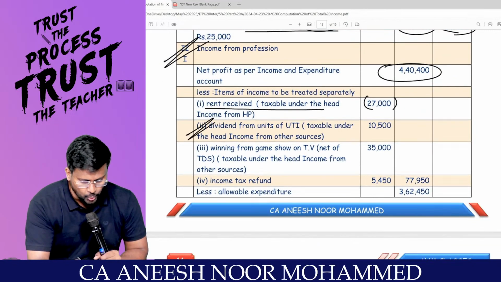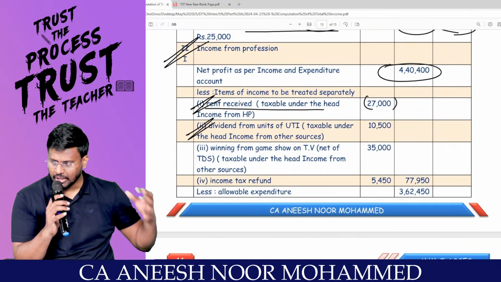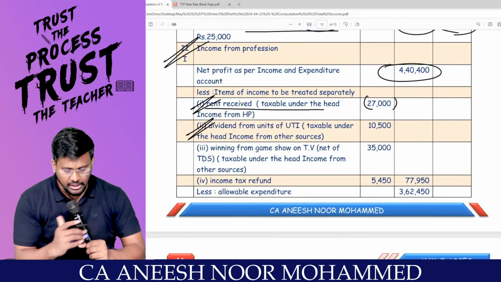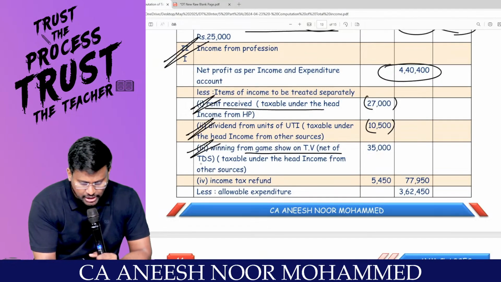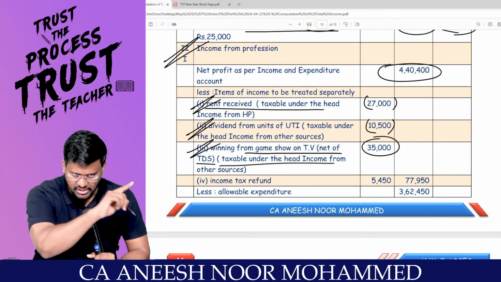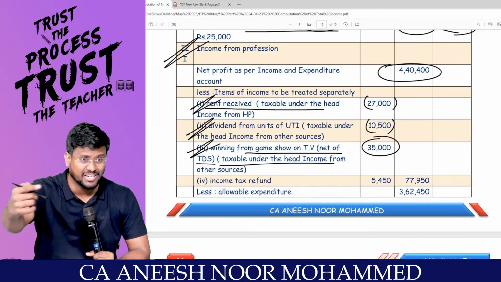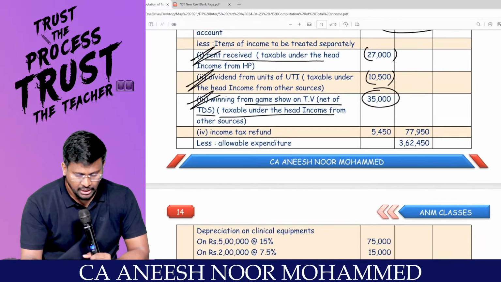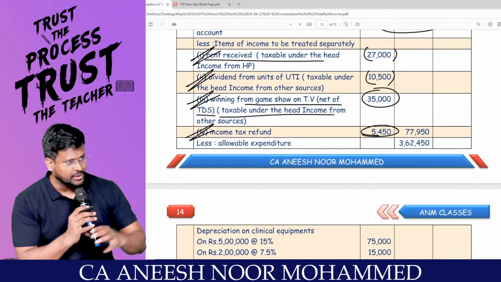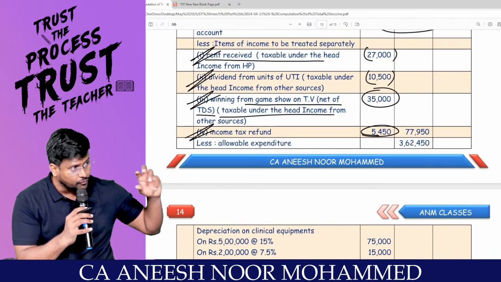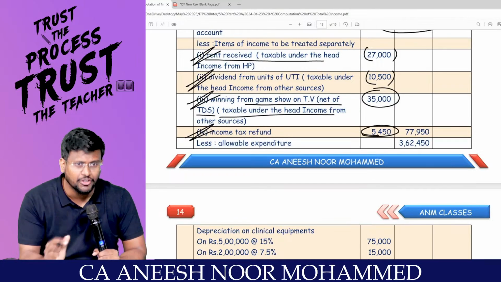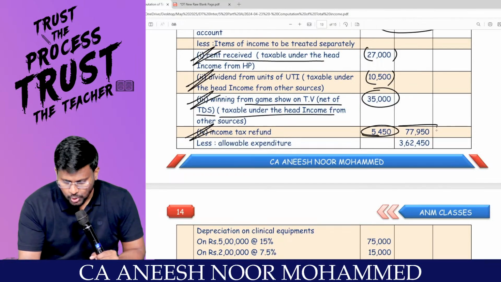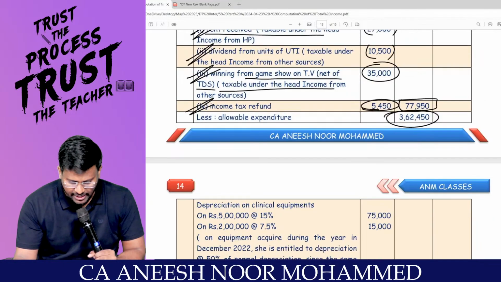Dividend from units of UTI. This amount has been credited to P&L. Because of crediting this amount, net profit would have increased. Right? Winning from game show on TV, net of TDS. Sir, only 35,000 is credited. I will reduce only 35,000, but under the head IFOS, I will include 50,000. Income tax refund: I will reduce 5,450, but I will not include 5,450 under the head IFOS. I will include only 450 under the head IFOS. Comfortable? So this many reductions are less allowable expenditure.